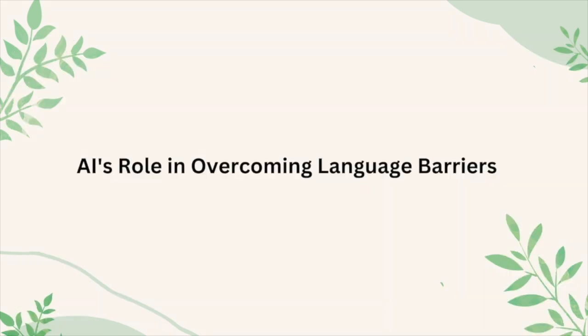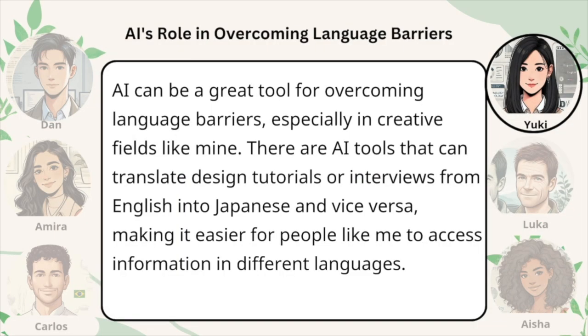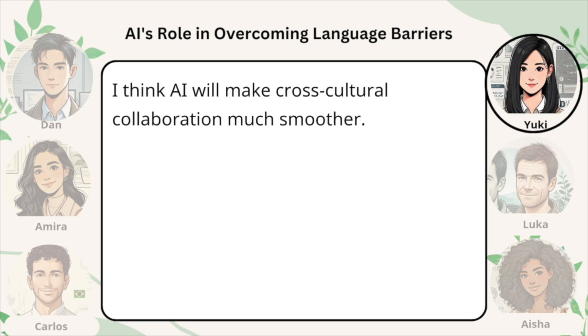What role do you think AI can play in helping people overcome language barriers? AI can be a great tool for overcoming language barriers, especially in creative fields like mine. There are AI tools that can translate design tutorials or interviews from English into Japanese and vice versa, making it easier for people like me to access information in different languages. I think AI will make cross-cultural collaboration much smoother.